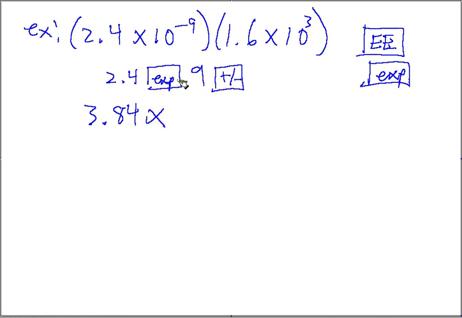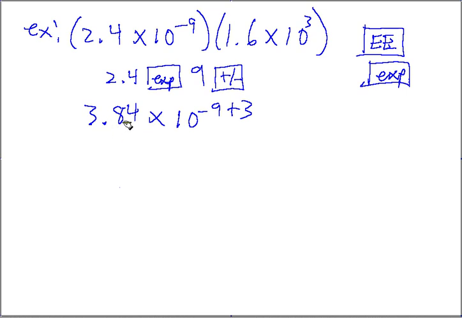Well, that's just adding exponents, right? When you're multiplying two exponential expressions, you simply add exponents. So that's just going to be 10 to the negative 9 plus 3, okay? Sorry, my sketchpad is acting up again, so this is negative 9 plus 3. Again, I apologize for the technical difficulties here.